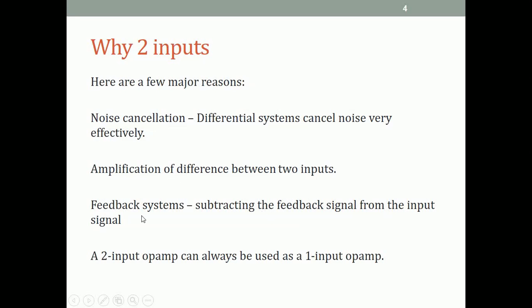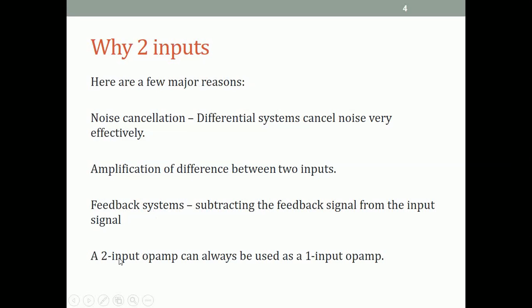Another major reason is that all op-amps are used with negative feedback, and negative feedback would require that you take the output, sample it and then subtract it from the input signal. And so in order to facilitate the subtraction from the input signal, two terminals are extremely useful. Of course one can do it with one terminal, but two terminals facilitate the process of subtraction of the feedback signal, particularly for voltage series feedback, which you hopefully have studied in your undergraduate curriculum.